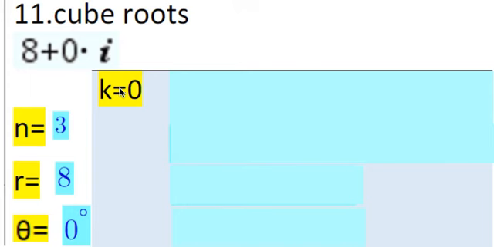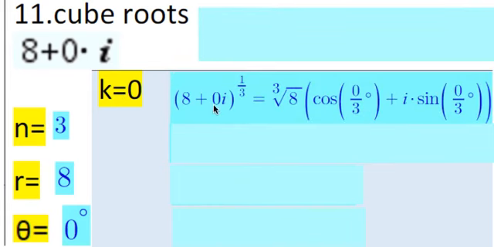So we have an n, we have the r, we have theta. So k equals 0. So all we're doing is plugging this into our root formula, which looks a lot like our power formula. So 8 plus 0i to the 1/3, because we're taking the cube root. So the first thing we do is take the cube root of the modulus. So instead of the square root of 8, we're taking the cube root of 8. Cosine of the argument over n, so 0 over 3 degrees, plus i times the sine of 0 over 3 degrees.